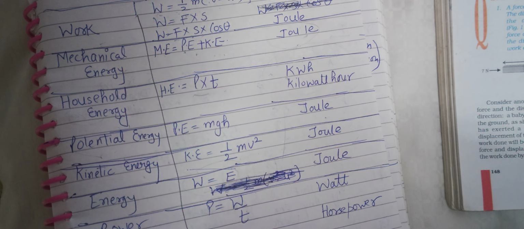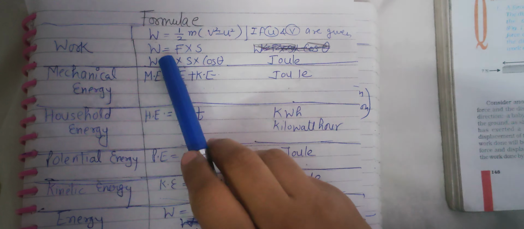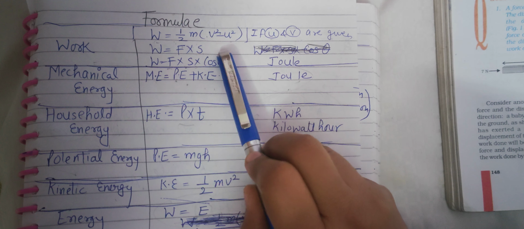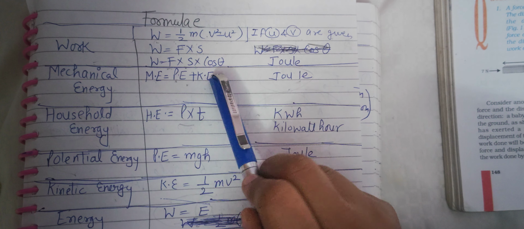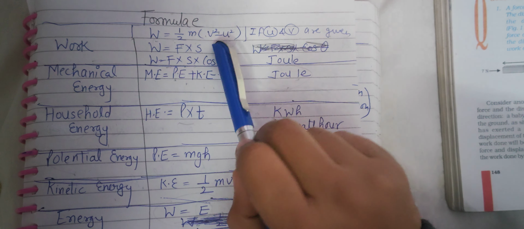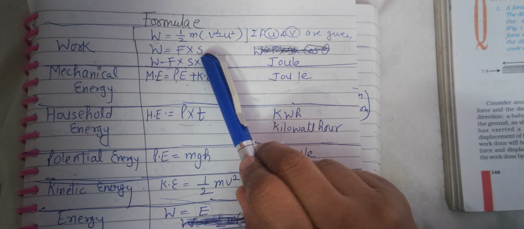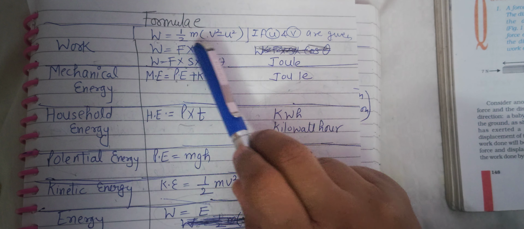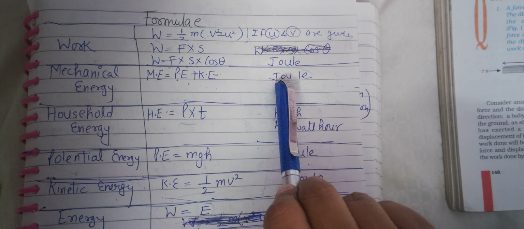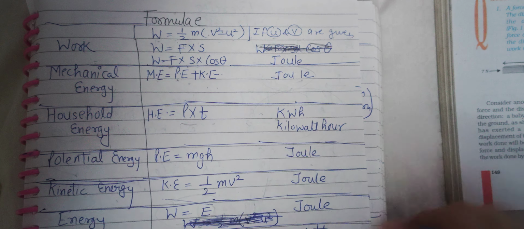What is work? In work we have three formulas. What are the formulas? First of all, F into S, force into displacement. Normal. If the angle is given, then F into S into cos theta. If velocities are given, then half m into v square minus u square. The SI unit is joule. This is all about the work.